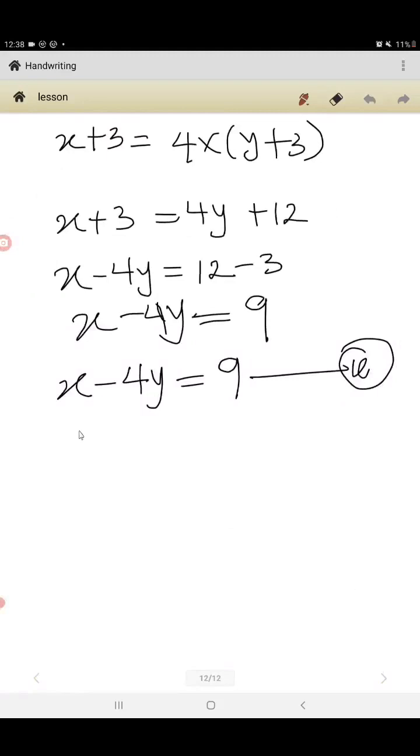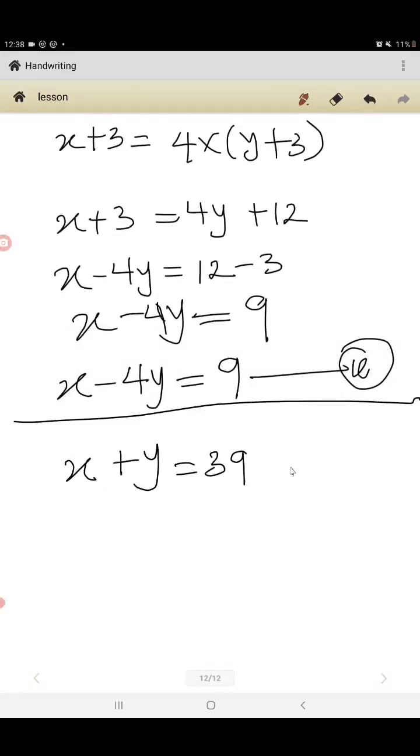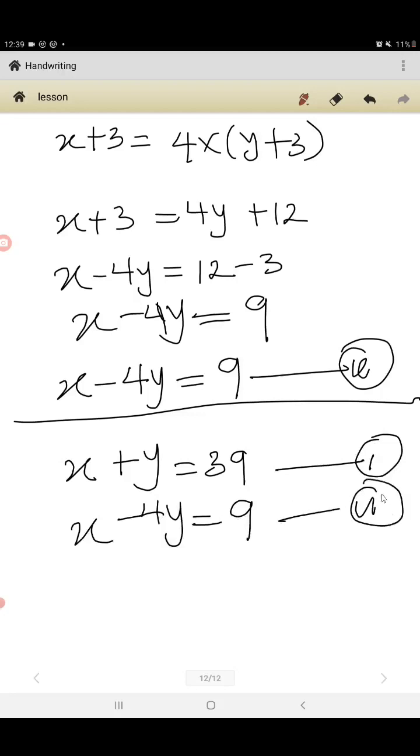So we now combine both equations together. We have x plus y is equal to 39, equation 1, and x minus 4y is equal to 9, equation 2. So now, to solve this, we can use the substitution method. We can also use the elimination method. Maybe let's try to use both methods.